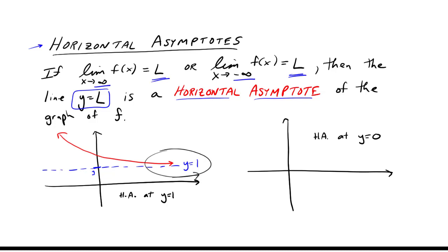Okay, or you could have something that has a horizontal asymptote at y equals 0. It's hard to see, but I'll just try and dash the x-axis here. And maybe you have a function that looks like this. All right. And again, I'm trying to indicate that this function approaches the x-axis as you go off to negative infinity this time.